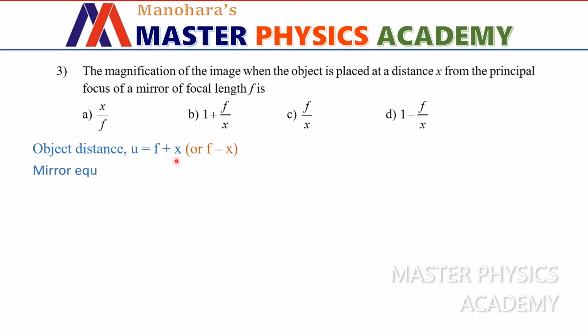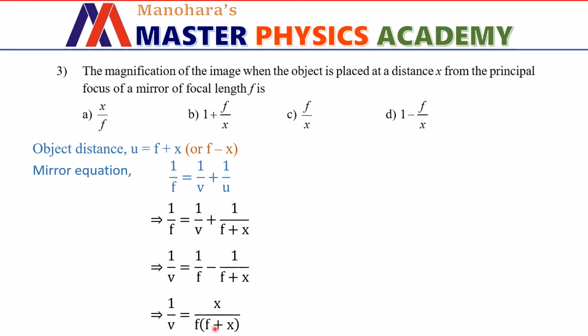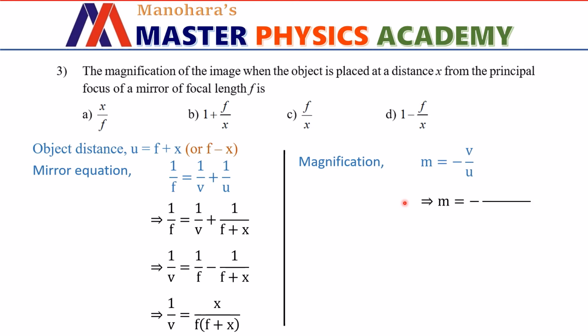We will use the mirror equation, which is given by 1/f = 1/v + 1/u. Substituting u = f + x, and further simplifying, we get the answer for 1/v as x divided by f(f + x). Now, the magnification formula for mirrors is m = -v/u. Substituting for v and u and simplifying, we get the answer as -f/x.